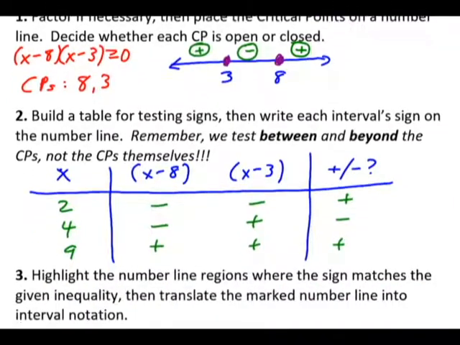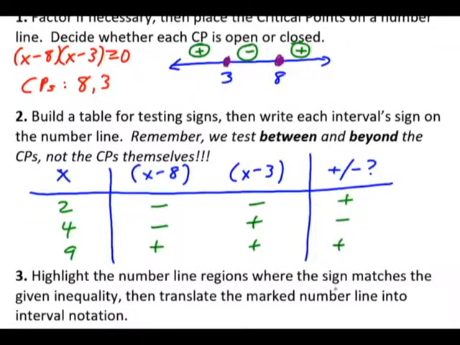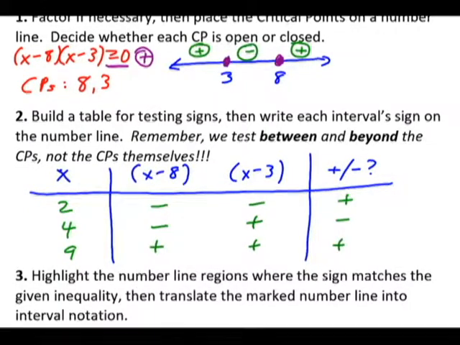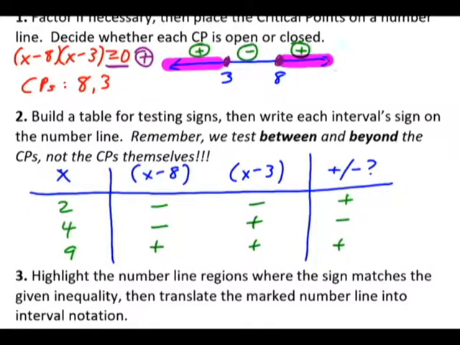We're going to mark the regions where the sign matches the given inequality. In this case, our given inequality was greater than or equal to 0. That means we're looking for positive intervals. These become the regions that we highlight. Now that we have a proper map of the solution, we simply write that in interval notation.